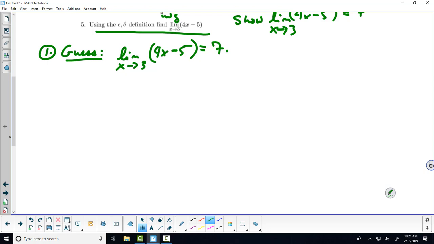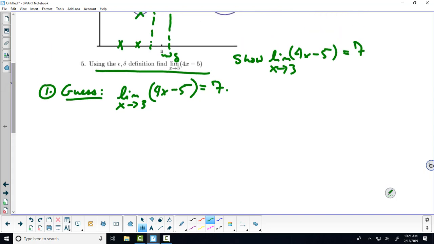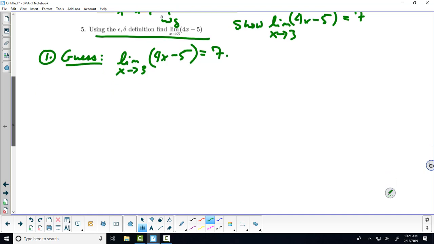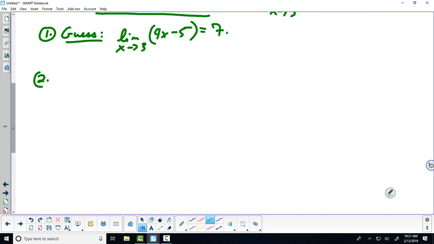In this problem, if I wrote the directions this way, which I often do for the test, you would already have your guess from the get-go. Okay? All right, the next step is the scratch work to find a formula for delta.